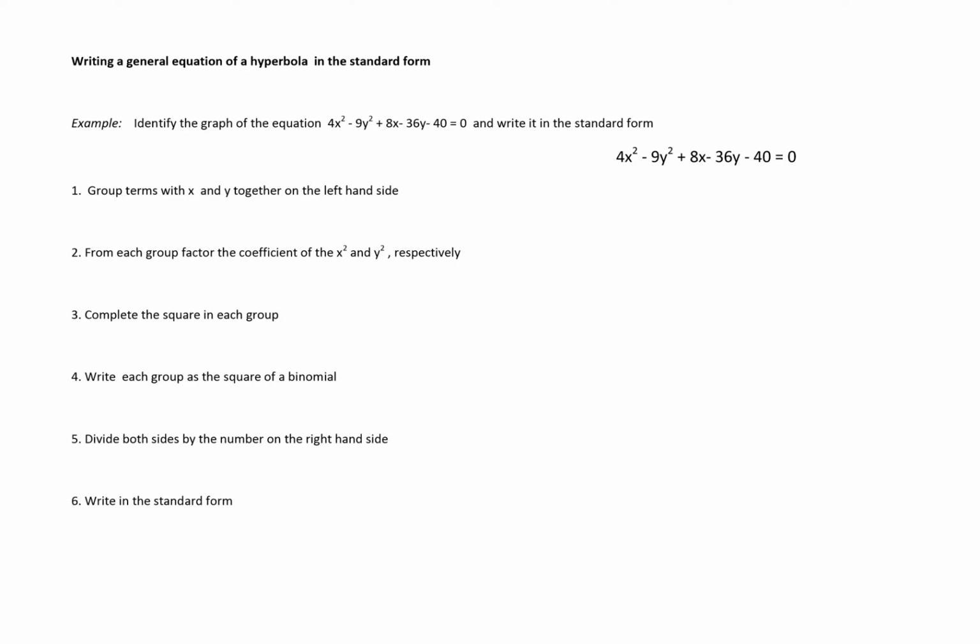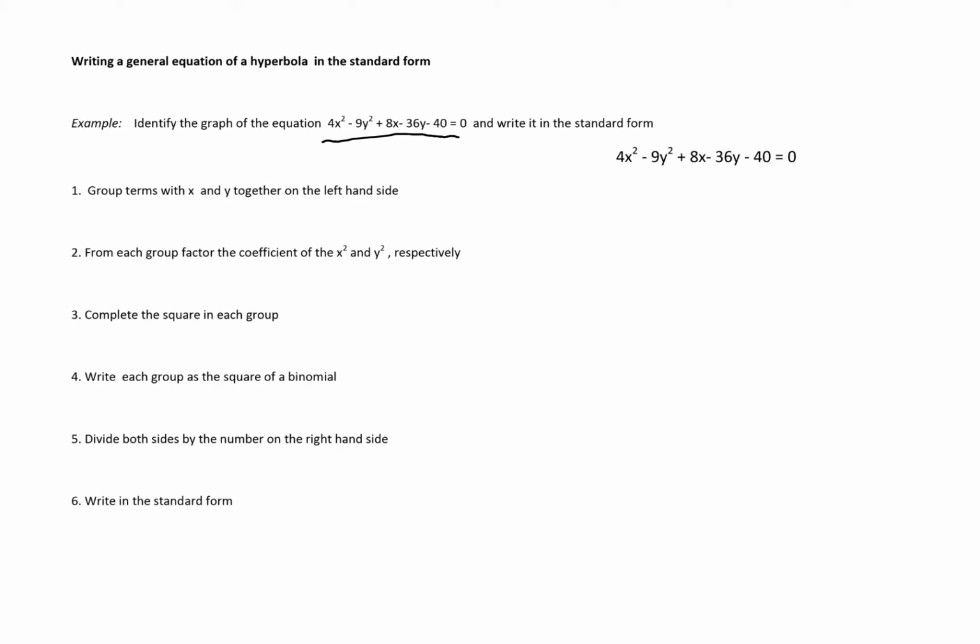We'll discuss here the process of writing a general equation of a hyperbola in the standard form. Suppose we have the equation 4x squared minus 9y squared plus 8x minus 36y minus 40 equals 0. This equation represents a hyperbola because we have two variables, both of them are squared, and there is a minus sign between the x squared and y squared terms.